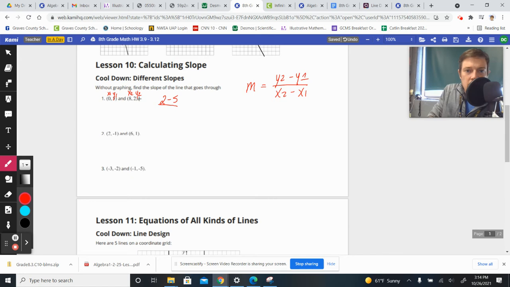And I would subtract my x's. x2 is 8 and x1 is 0. So 8 minus 0. 2 minus 5 is negative 3. And 8 minus nothing is 8. So my slope is simply negative 3/8 for the first problem.